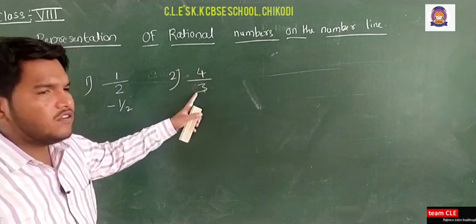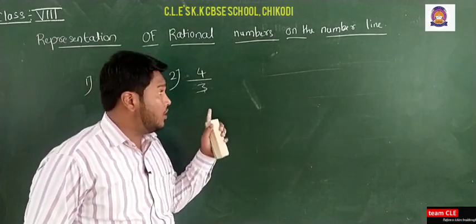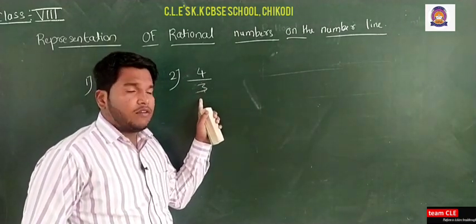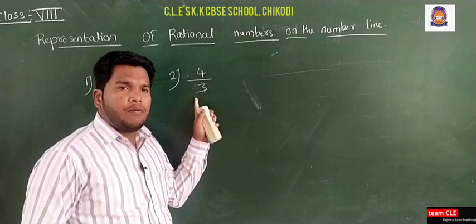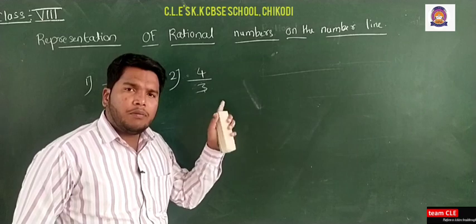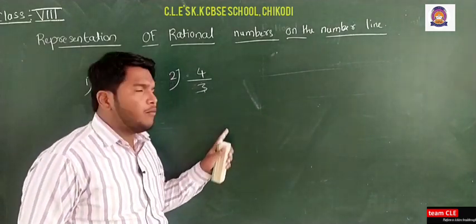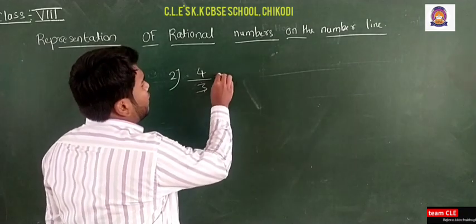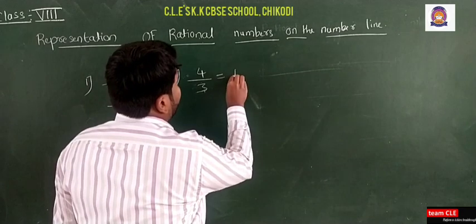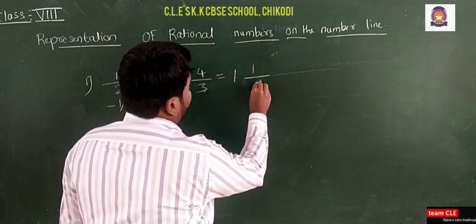See here, this is in the form of an improper fraction. In the previous classes you have learned about improper fractions. The numerator is greater than the denominator; such a fraction is called an improper fraction. You also learned the conversion of improper fraction to mixed fraction in a previous class. Once again, 4 by 3: first convert it into a mixed fraction. 3 ones are 3, the remaining is only 1, so write the remainder divided by 3.